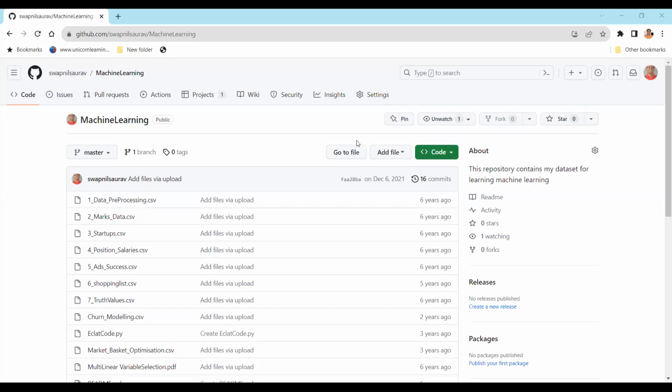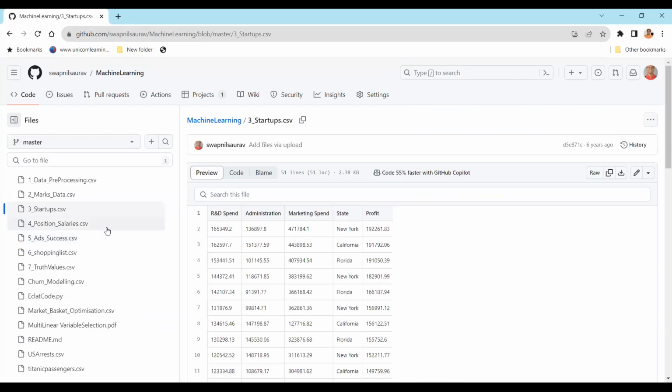Okay. So this is the data set, right? GitHub/Swapnil Saurav, and then you have machine learning. We have already seen data preprocessing and marks data for simple. We'll be using this third data set called startups. This has been designed for multiple linear regression.